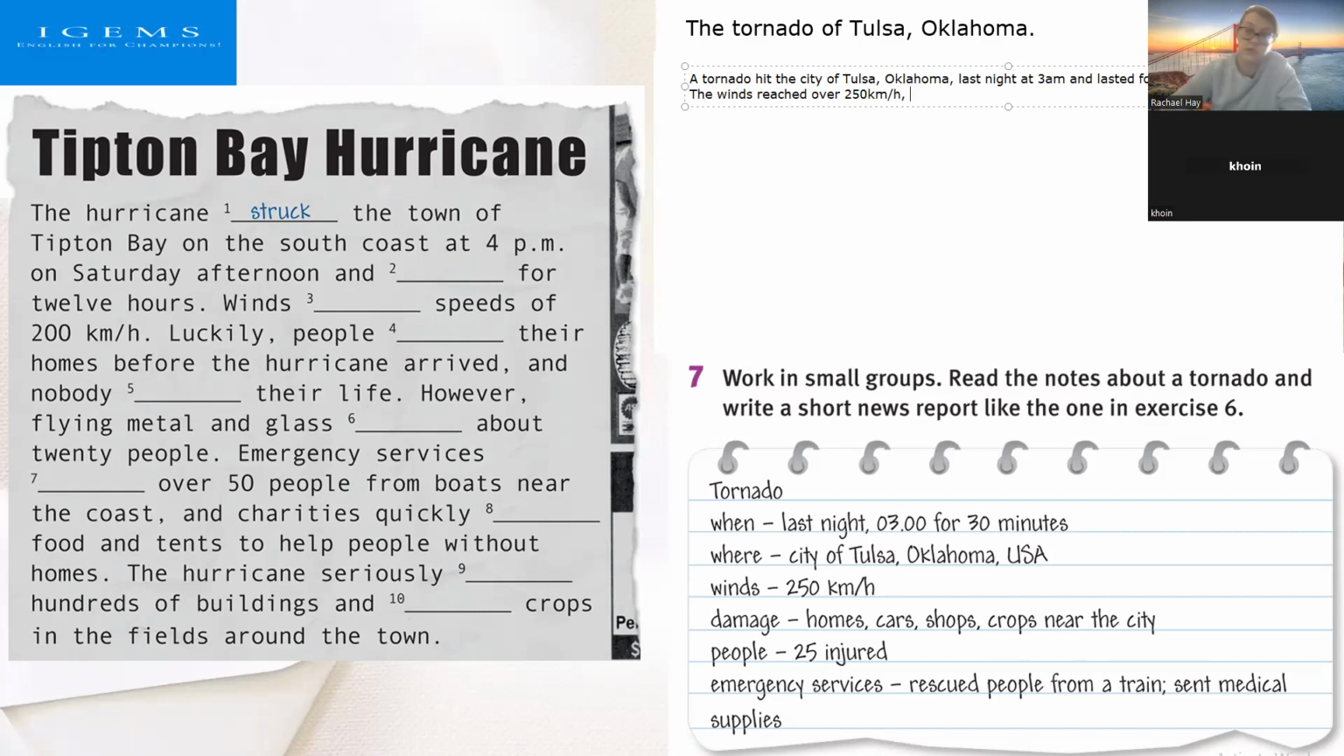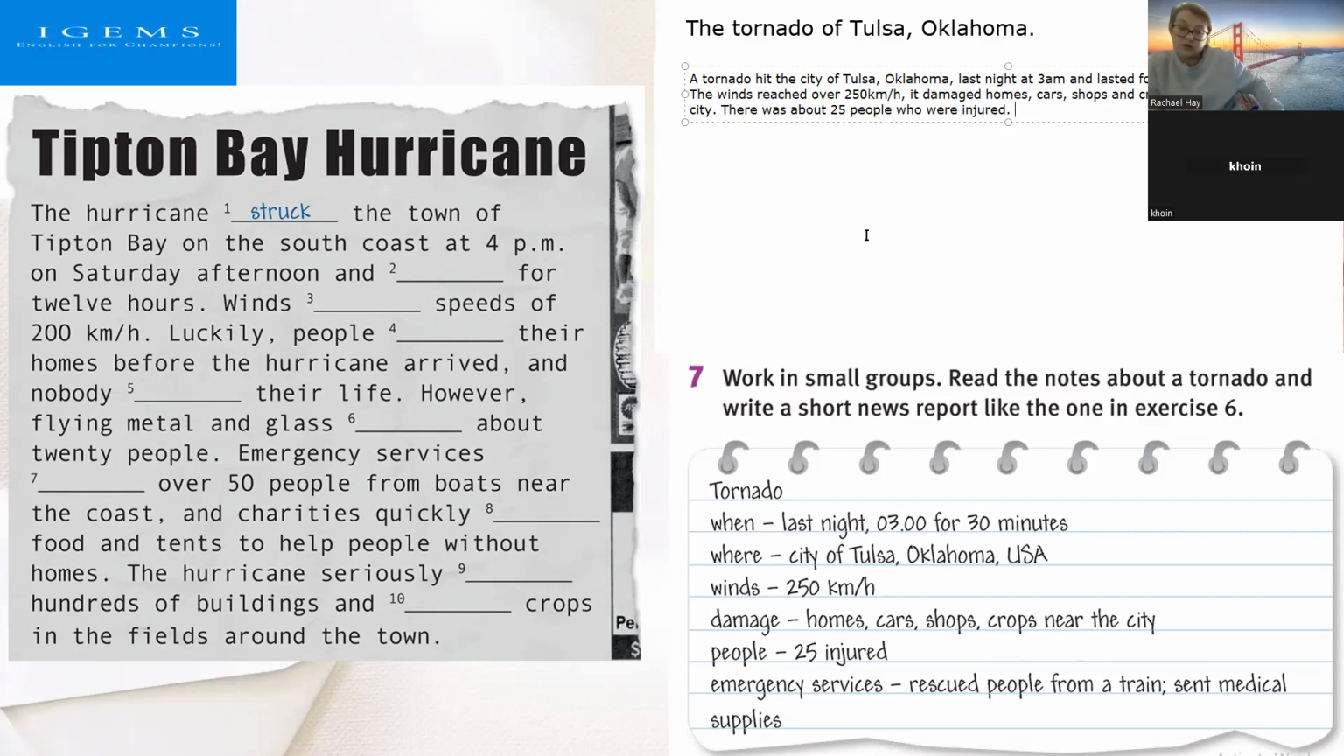What did it damage? Okay, it damaged homes, cars, shops, and crops that were near the city. There were about 25 people who were injured.